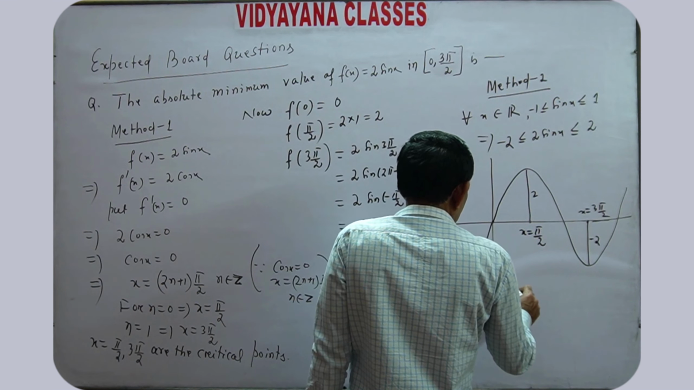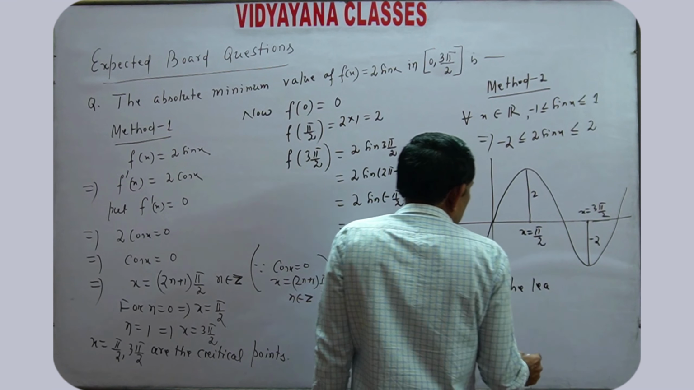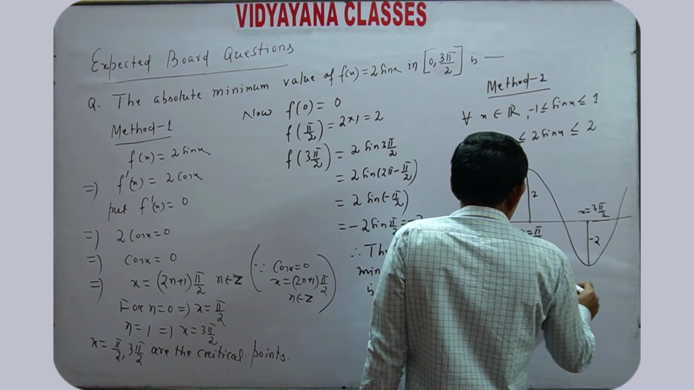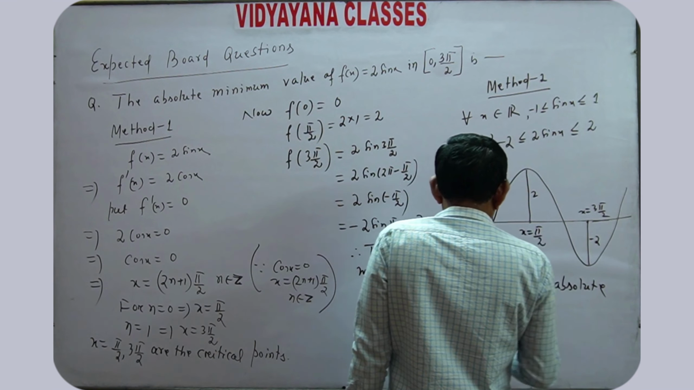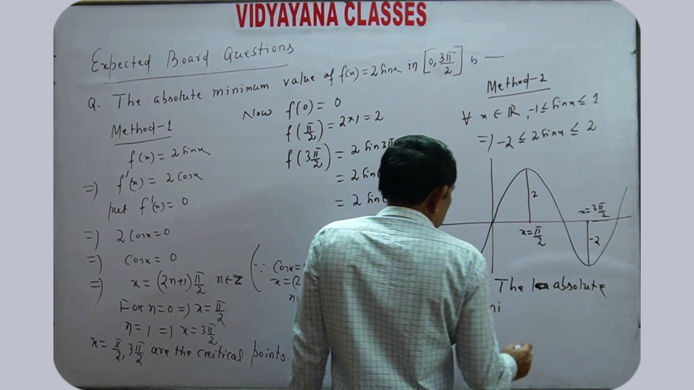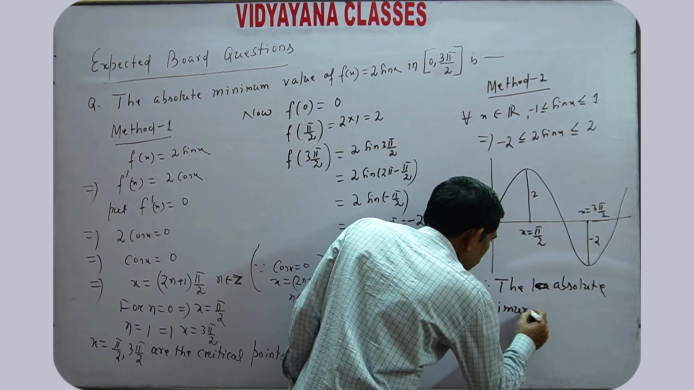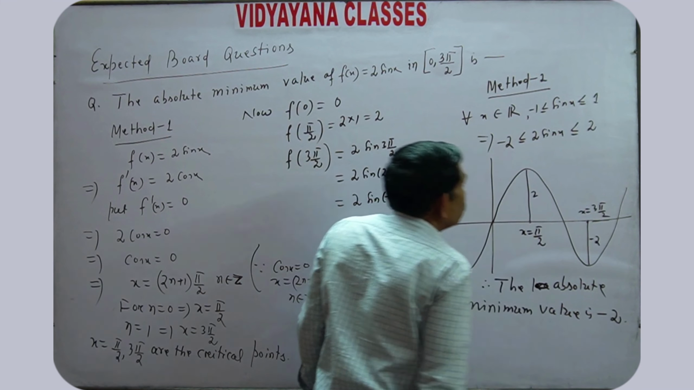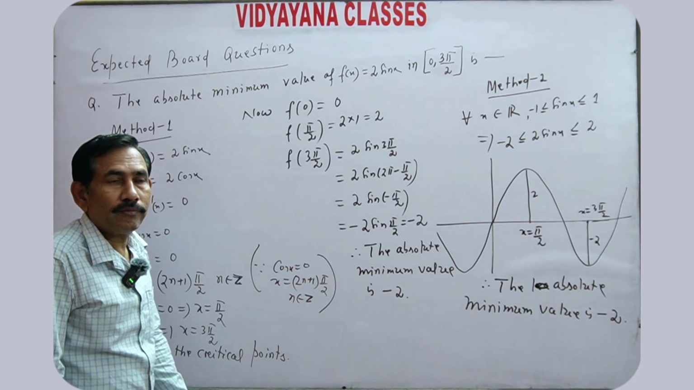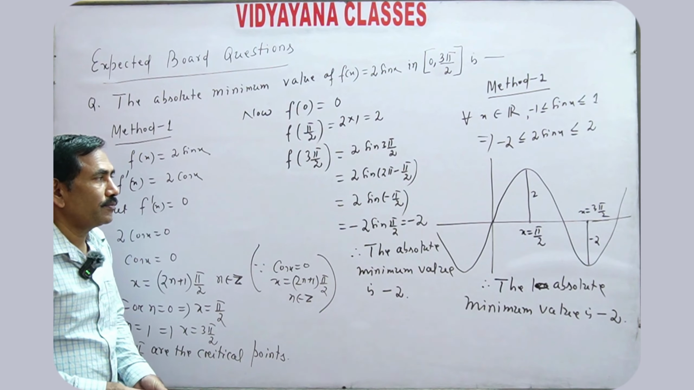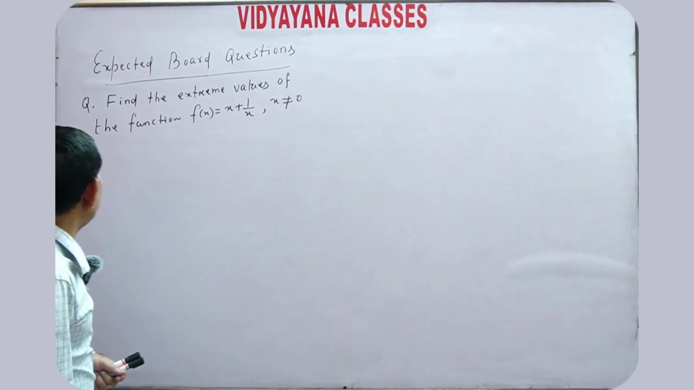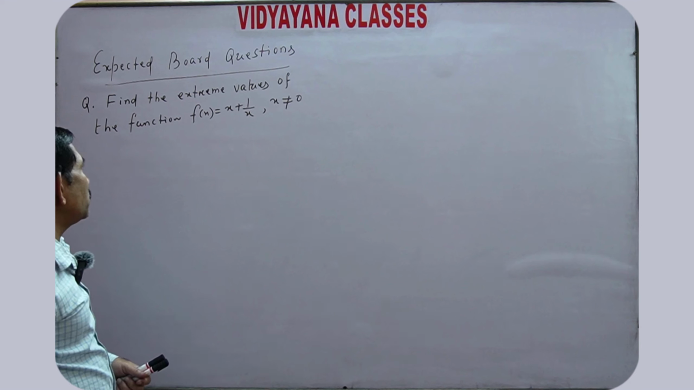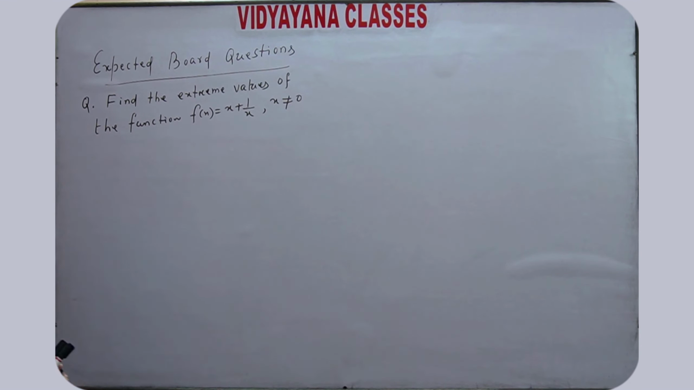Therefore, the least, the absolute minimum value is minus 2. Clear? Next question. Find the extreme values of the function f(x) is equal to x plus 1 by x, where x not equal to 0.